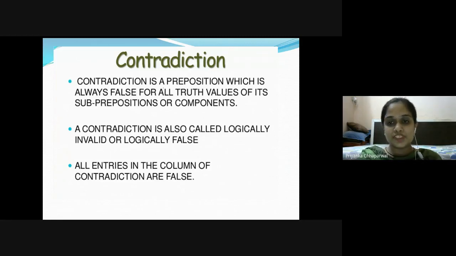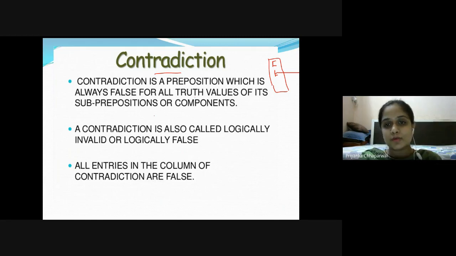A contradiction is a proposition which is always false, meaning it is false for all truth values of its sub-propositions or components. A contradiction is also called logically invalid or logically false. Means in a contradiction, whatever final answers you get in the final row of the truth table you have made, all of them will be false. The whole result will be false. Then you say that it is a contradiction. All entries in the column of a contradiction are false.